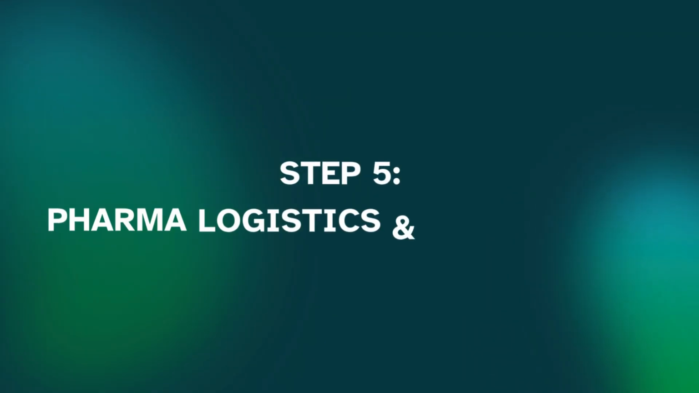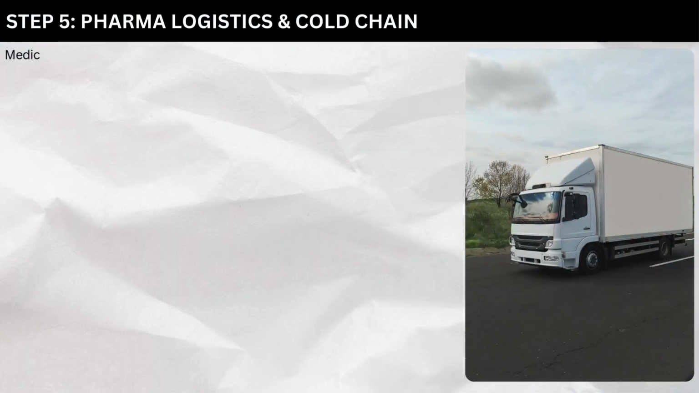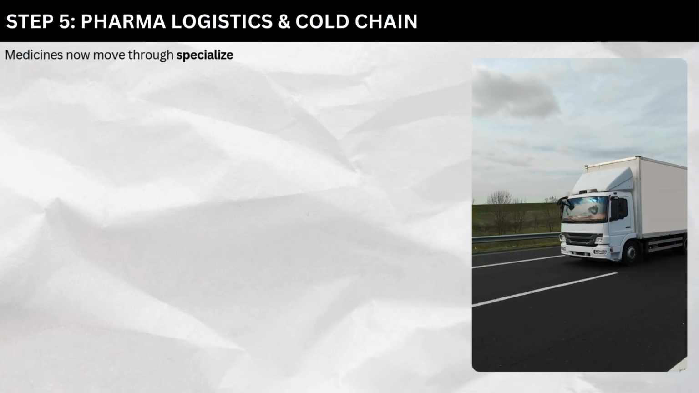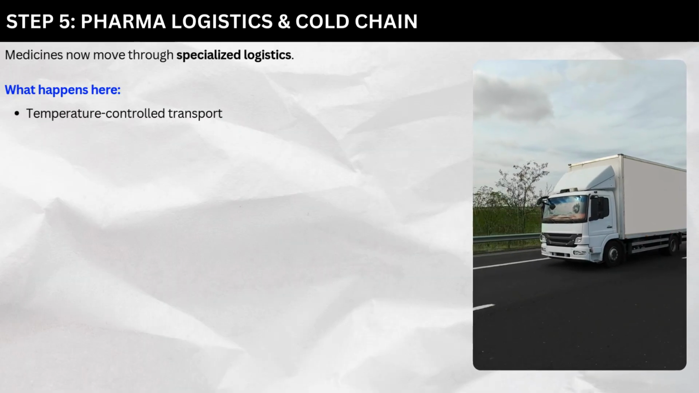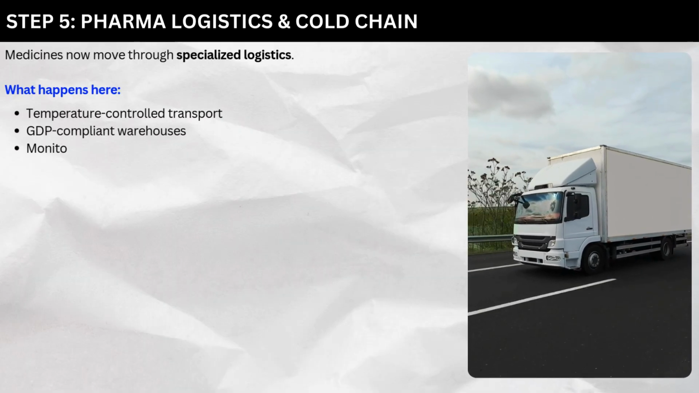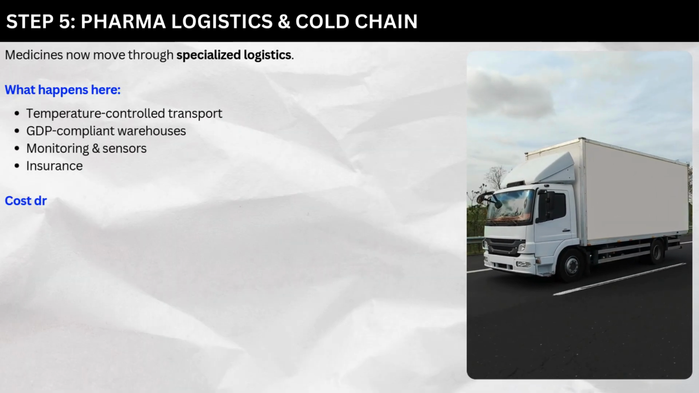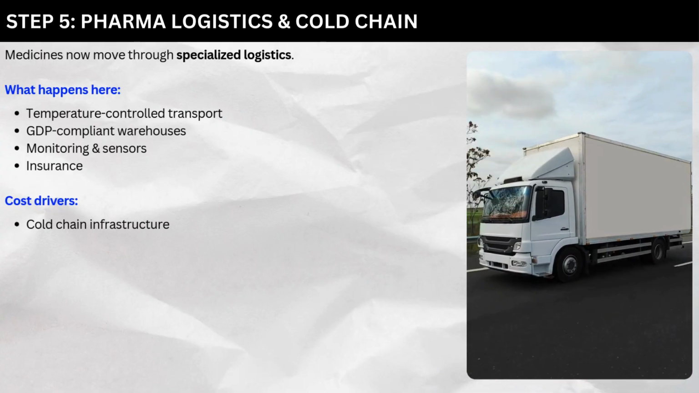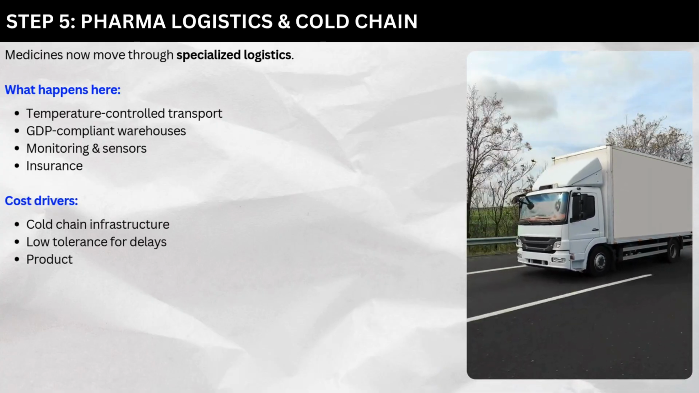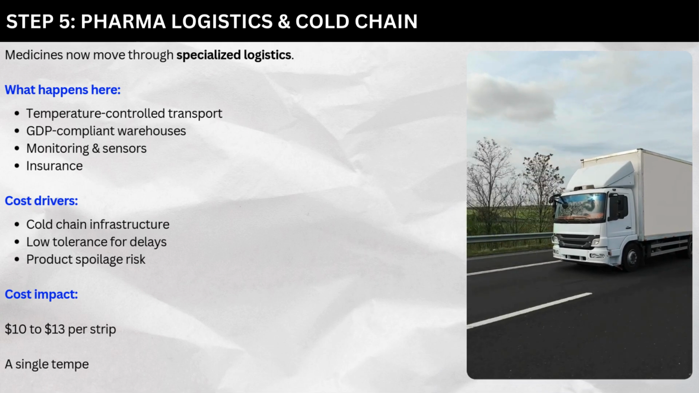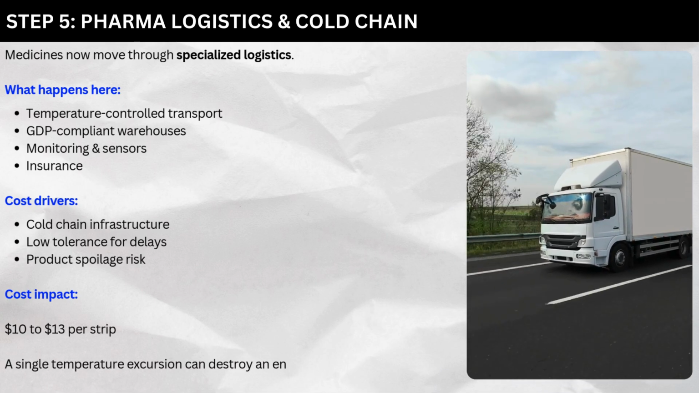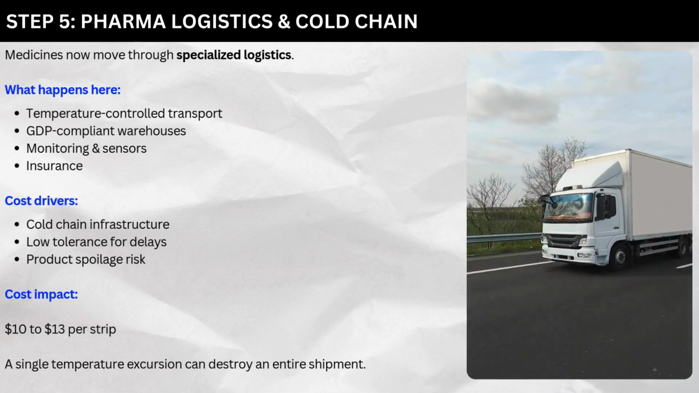Step 5. Pharma logistics and cold chain. Medicines now move through specialized logistics. What happens here? Temperature-controlled transport, GDP-compliant warehouses, monitoring and sensors, insurance. Cost drivers: cold chain infrastructure, low tolerance for delays, product spoilage risk. Cost impact: $10 to $13 per strip. A single temperature excursion can destroy an entire shipment.